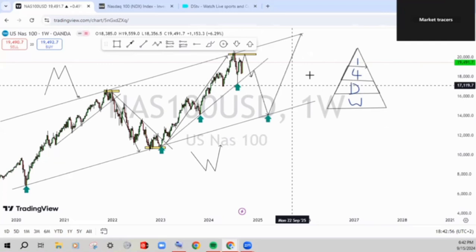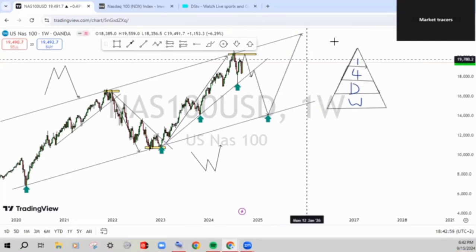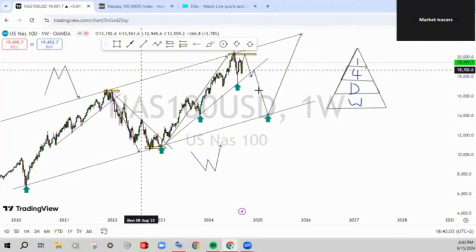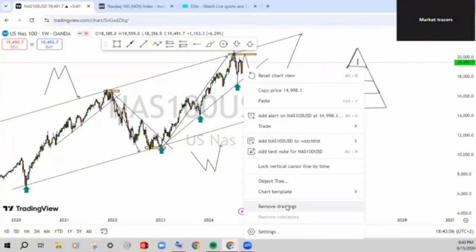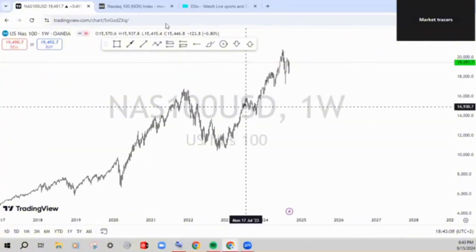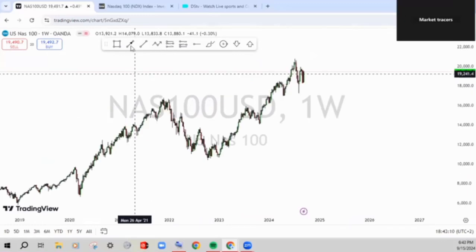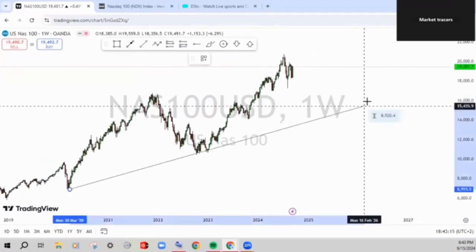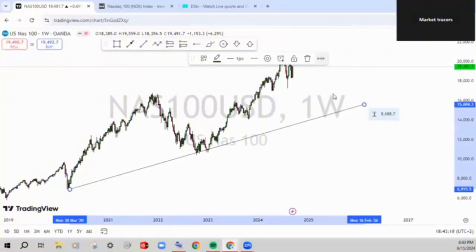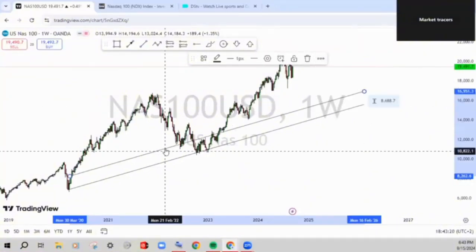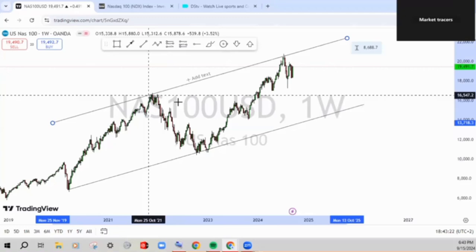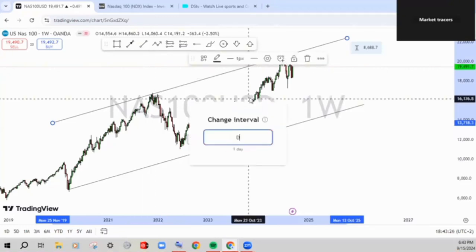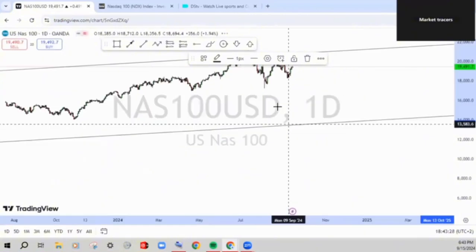Let's say here we have a weekly time frame. Here we have a daily time frame. Then this one will be your 4 hours time frame, and this one will be your 1 hour time frame.